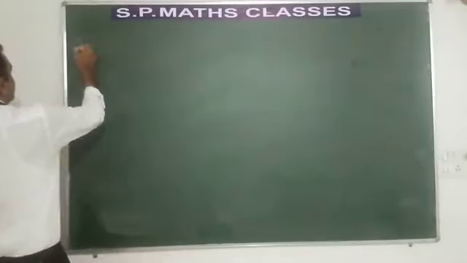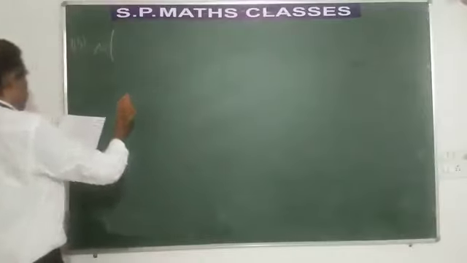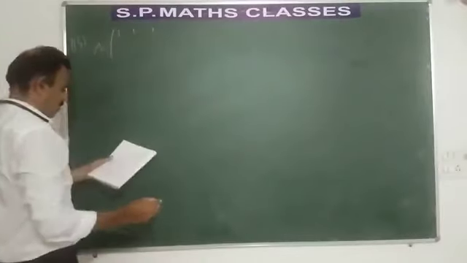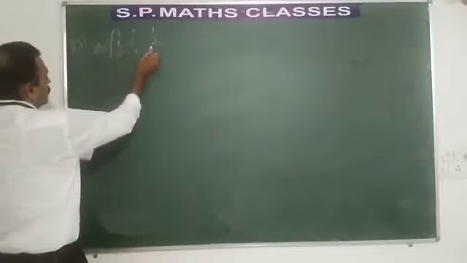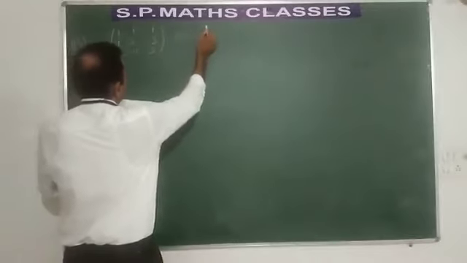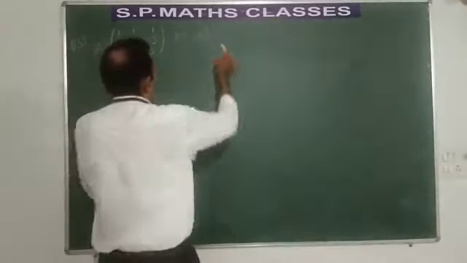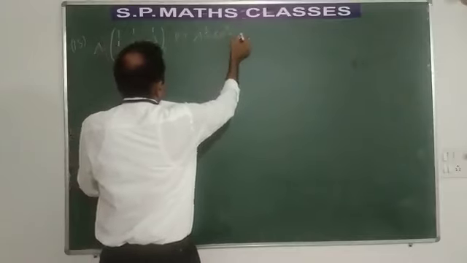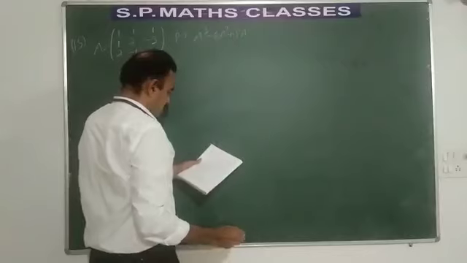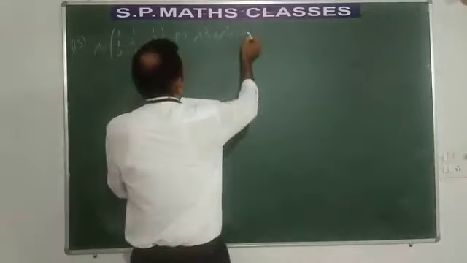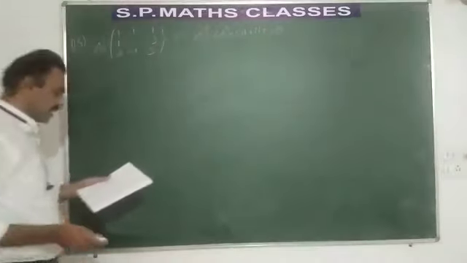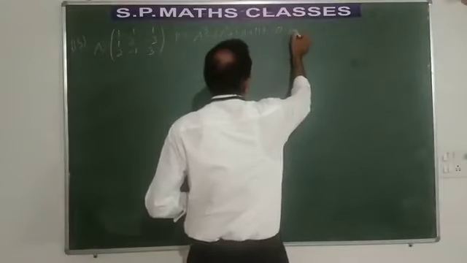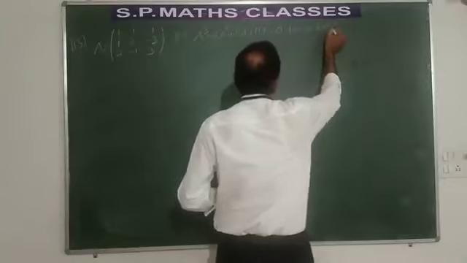Next, 15. For the matrix A is given 1, 1, 1, 1, 2, minus 3, 2, minus 1, 3. This is what is given. Prove that A cube minus 6A squared plus 5A plus 11I is equal to null matrix, and further you have to find A inverse. Hence is given, find A inverse.